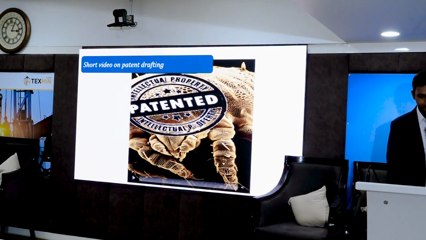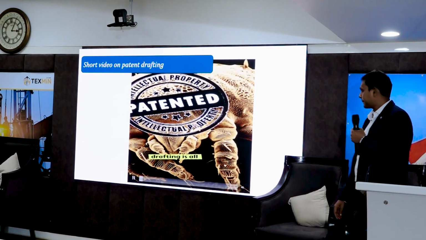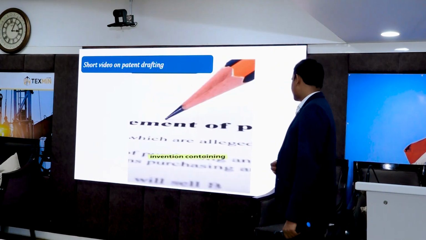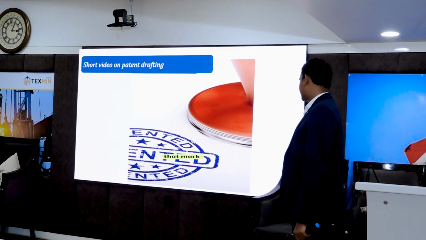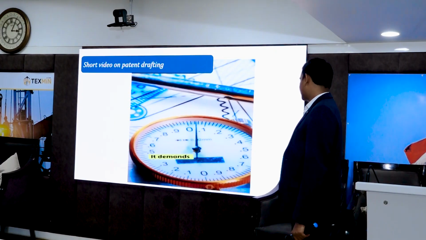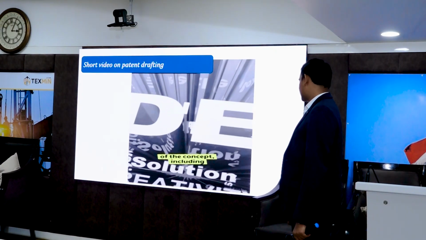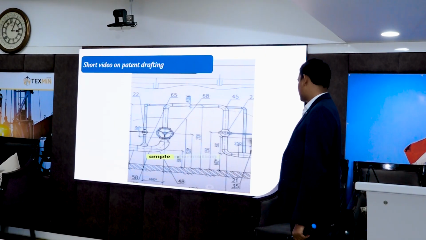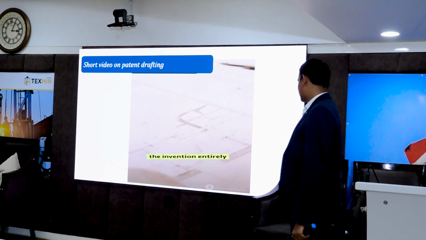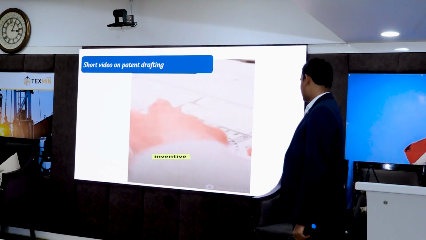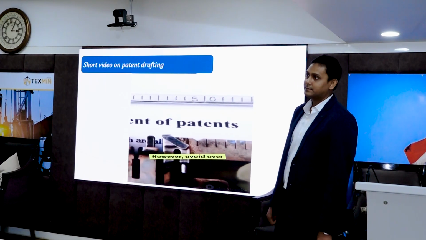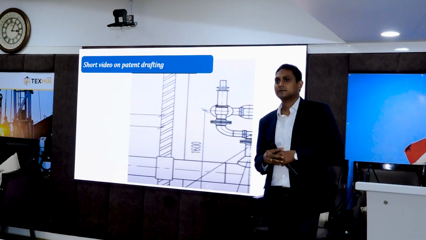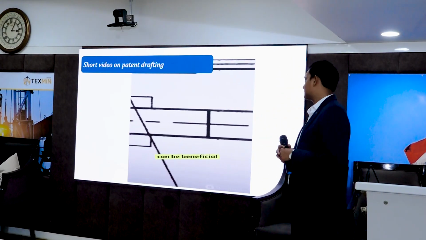So there is one short video. Ever wondered what patent drafting is all about? It's the process of constructing a detailed blueprint of an invention, containing clear descriptions and legal claims that mark its boundaries of protection. It demands a holistic overview of the concept, including its technical background and related sketches. The key is to incorporate ample information to describe the invention entirely, emphasizing its novel and inventive features. However, avoid overspecificity, which could pave the way for infringement by competitors. Instead, offering variable dimensions can be beneficial.